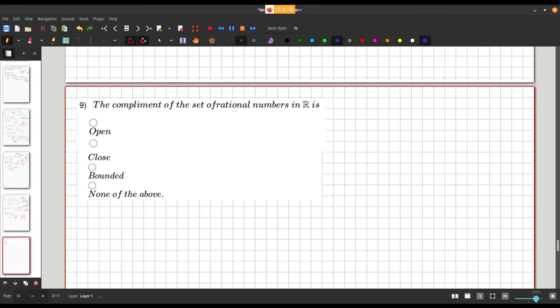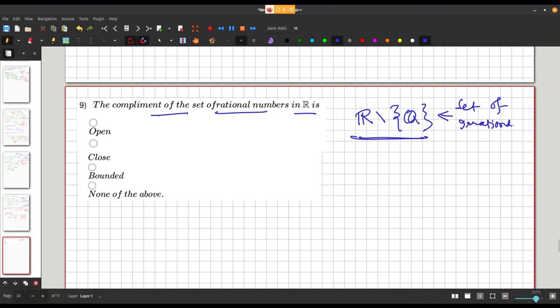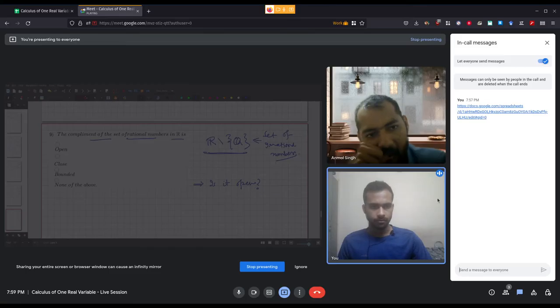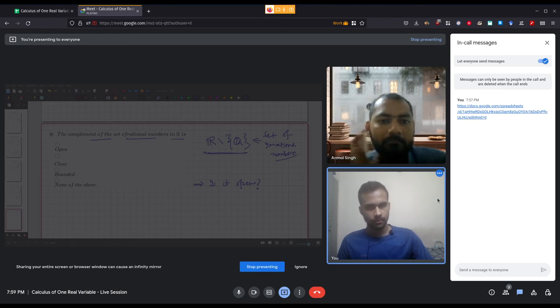Okay, so this is saying the complement of the set of rational numbers in R is open, closed, bounded, or none of the above. So the complement of the set of rational numbers in R. So this is the set that we are working with. So this is the set of irrational numbers. Is it an open set? Any guess? The complement of the set of rational numbers in R is, yeah, generally the set of irrational numbers. Is it open or not?